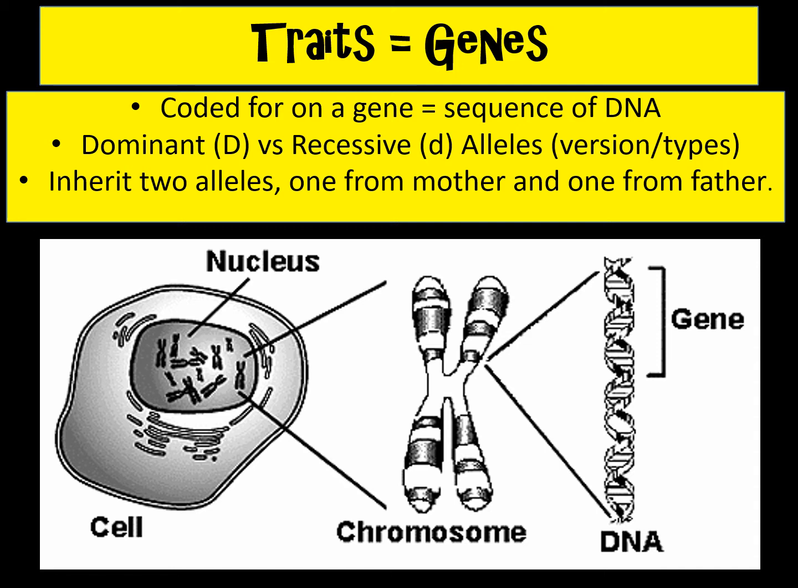Now, you may have noticed that I put little letters next to dominant and recessive, and that is because when we represent the dominant allele or the recessive allele, we tend to use capital letters for the dominant allele and lowercase letters for the recessive allele.